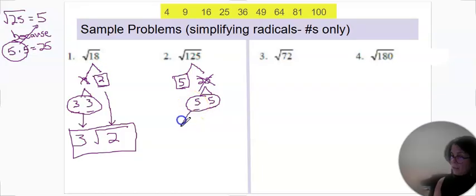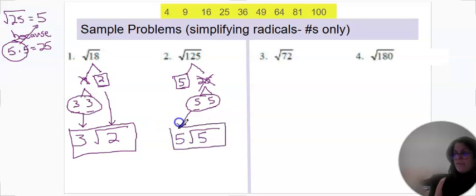Anything that is circled comes out of the radical. You take one of the numbers for each pair. And anything left over, anything that doesn't pair up, stays under the radical. And you're done. 5 square root 5 is the simplified form of the square root of 125.